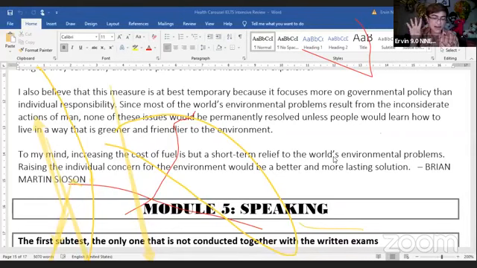Okay, number 4 and number 5. Number 4, politics / government. Number 5, environment.